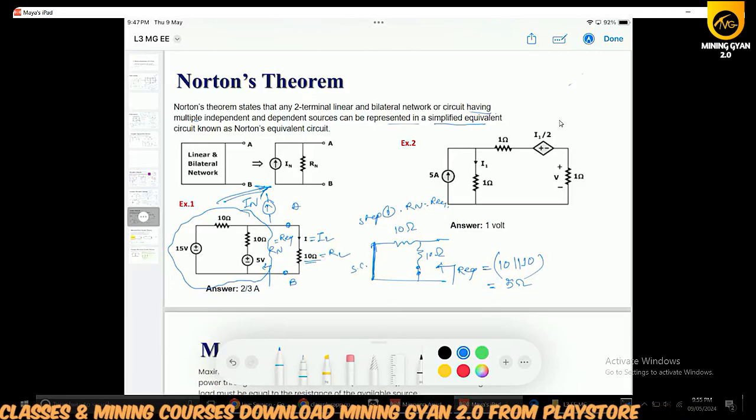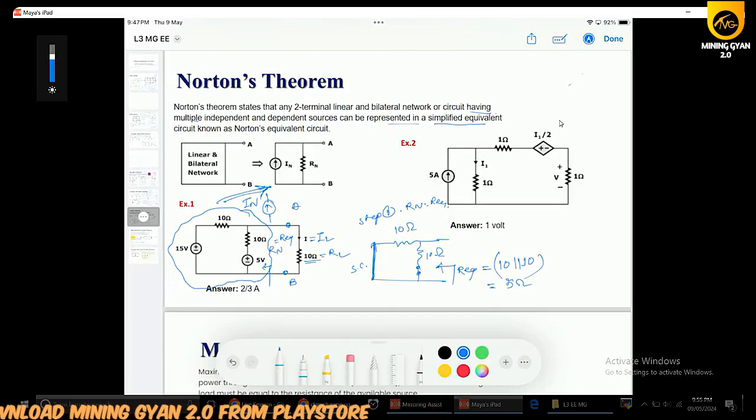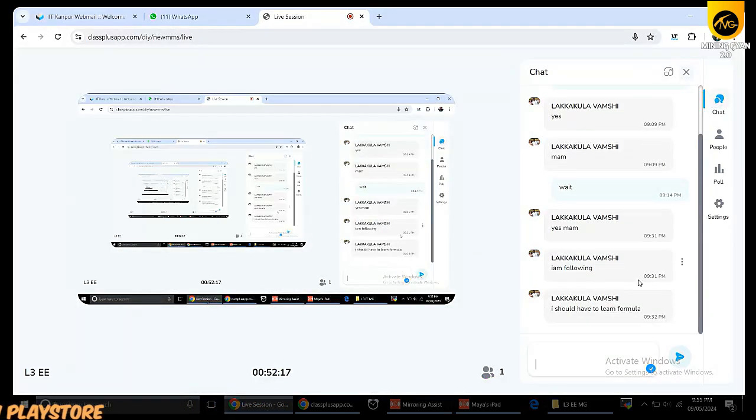Next is the maximum power transfer theorem. We will see this theorem in our next class. So that's all for today's class. There are just 5 minutes left, so I'm ending the session. If you have any doubt, then you can send a text to me.